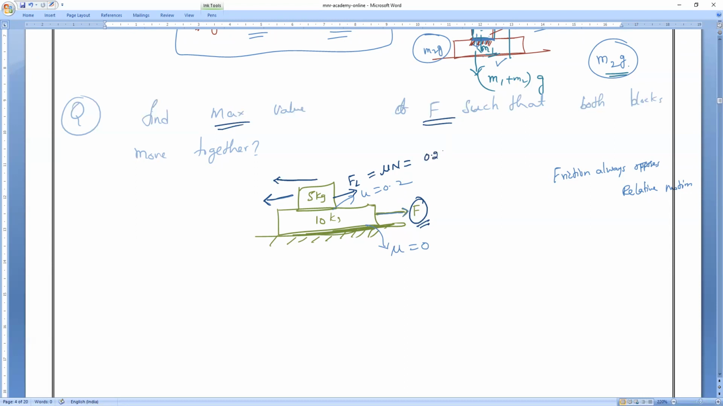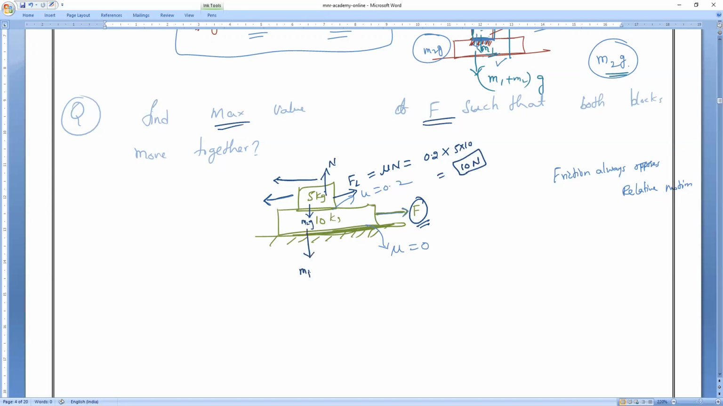So F limiting is equal to 0.2 into N. What is the normal here? It is only M2G, for the second body alone. So 0.2 into 5 into 10, which is equal to how much? F limiting is how much? 10 Newton.